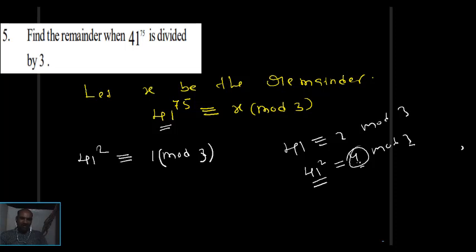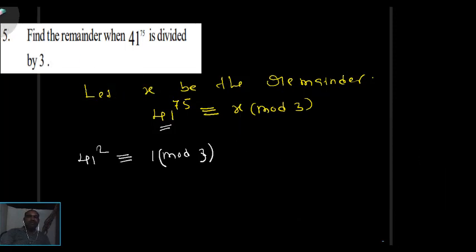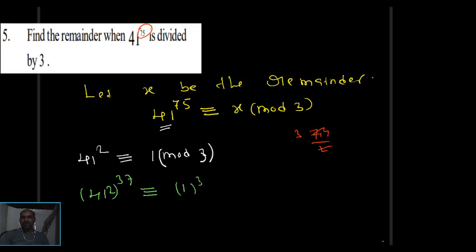Or another way I can write: 4 congruent to 1 modulo 3 only. So these two are the same, this is congruent to 1 modulo 3. After that, directly you can raise to the power 75, but 75 is not a multiple of 2. We can move to the nearest power, that is 74. 74 by 2: 2 threes are 6, 1, 37. So I want to raise to the power 37 on either side. 41 power 2, whole power 37, congruent to 1 power 37 modulo 3.